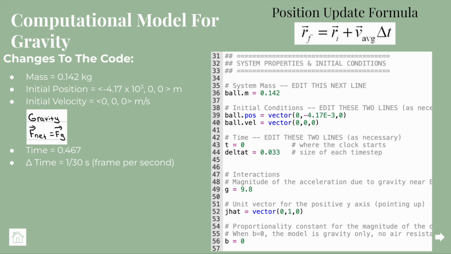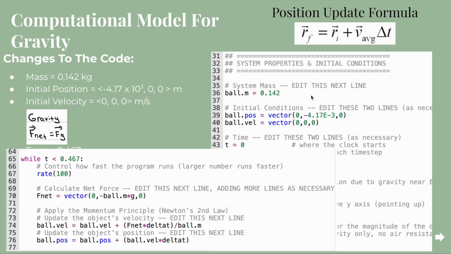We'll start with the one for gravity. The mass of the object was 0.142 kilograms. We added our initial position and our initial velocity, and our change in time, which was 1 over 30 seconds, because that was the frames per second. And in this case, we're using F net equals solely Fg, because gravity is the only thing we're considering. And that's what we have here. Additionally, we added the velocity update formula and then the position update formula, which were all explained earlier.